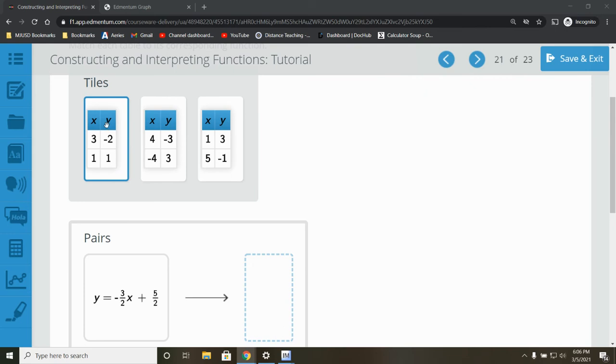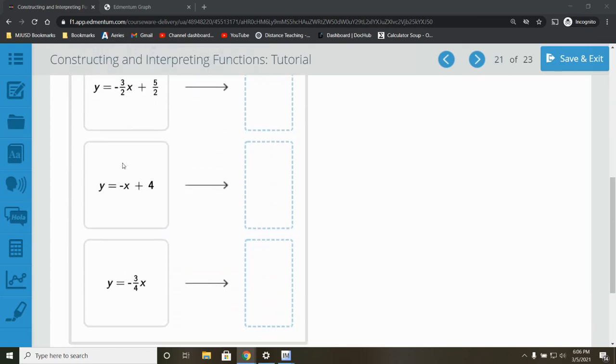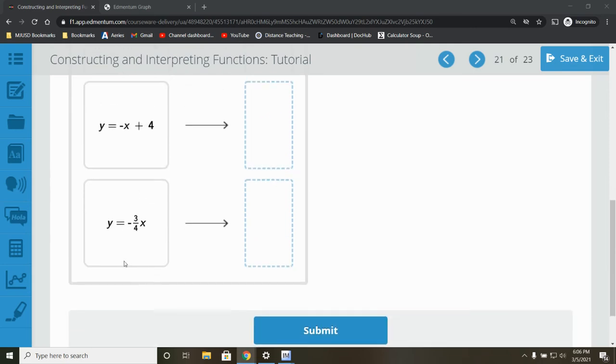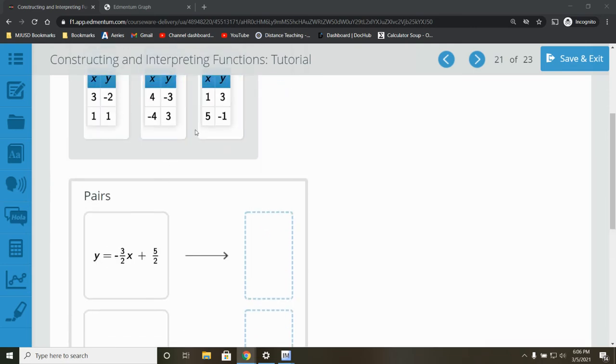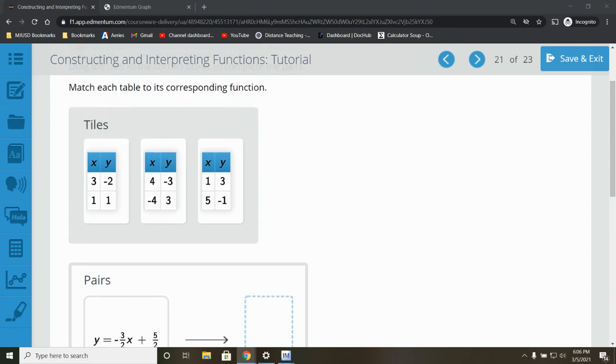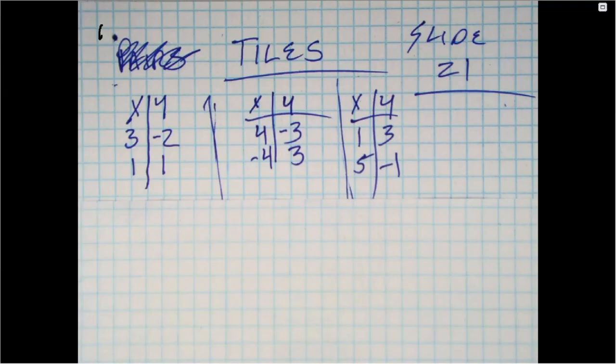So we have these tiles or the tables, and there are 3 different tables. And they want us to interpret this data and determine which of these functions this data represents. So let's show how I do that in steps. So we are given these 3 tiles or tables of information.